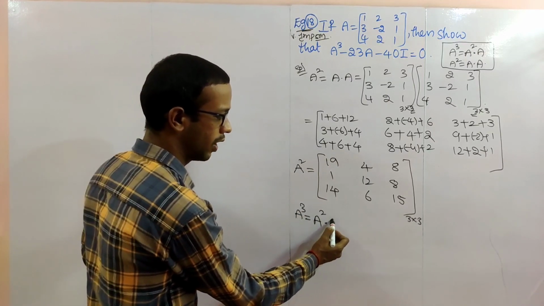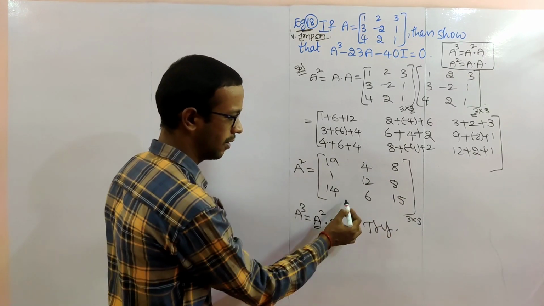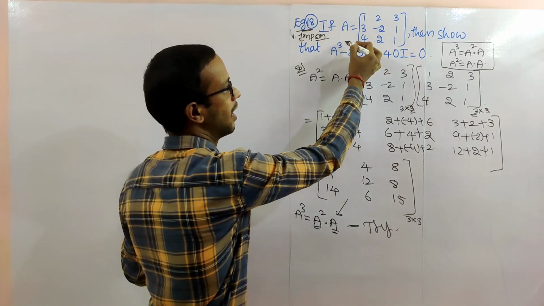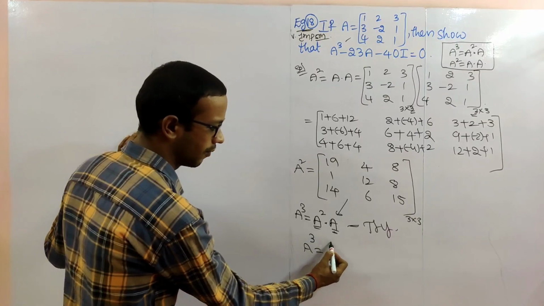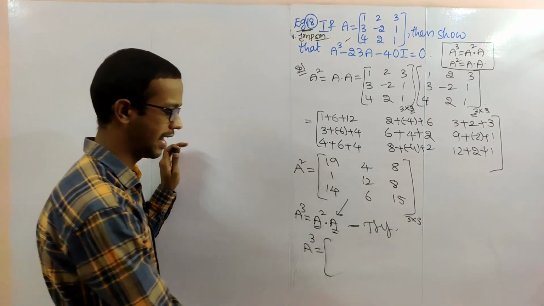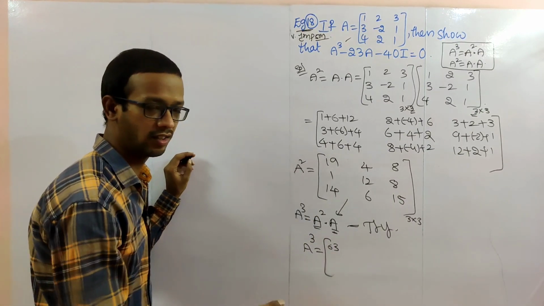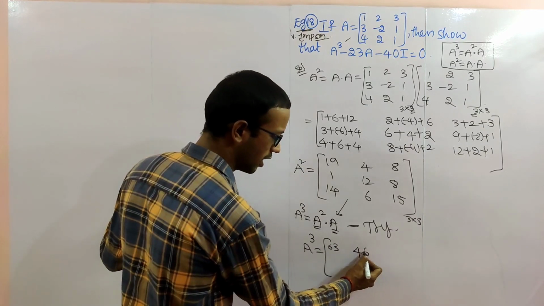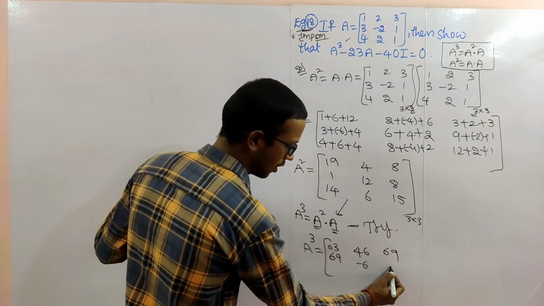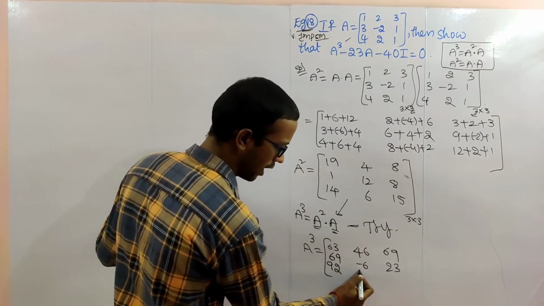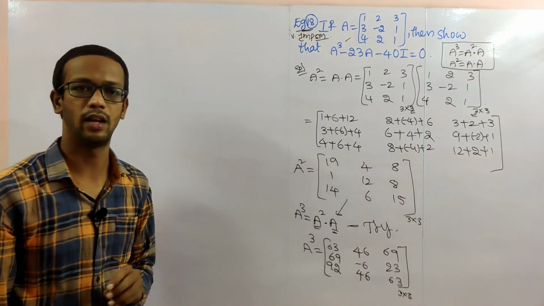A cube means A square into A. So try this one. We have to substitute the A square matrix, and the A matrix is already there, so substitute that also. I am just writing the solution, the A cube answer, directly. You can do this one, and if you need the solution, you can see the link in the description box, where the notes are. You will get 46, 69, 69; minus 6, 23, 92; next, 46, 63. This is also a 3 by 3 matrix, A cube.